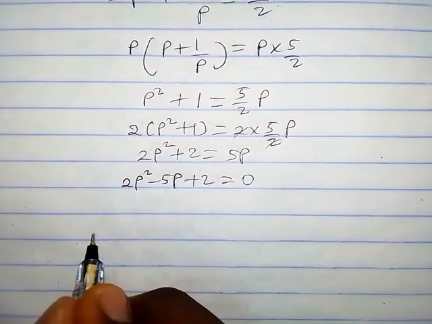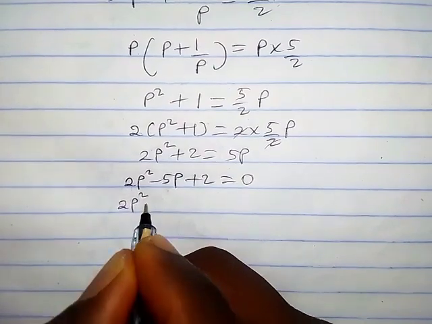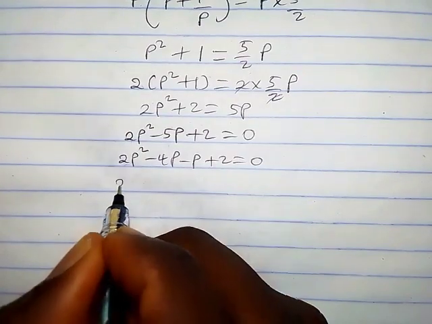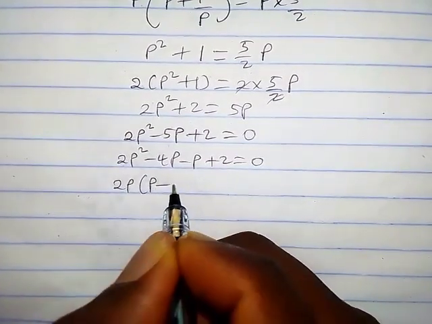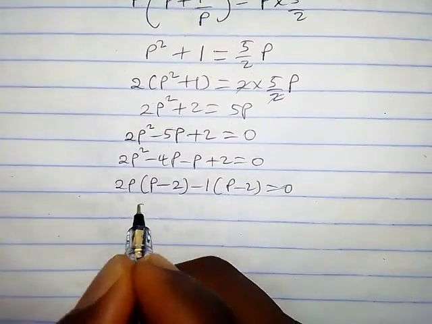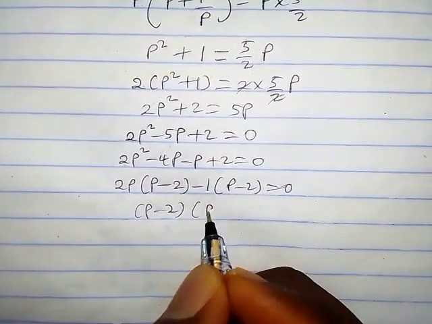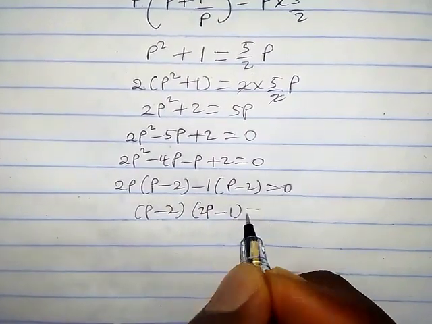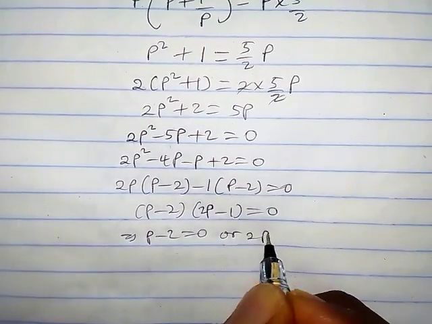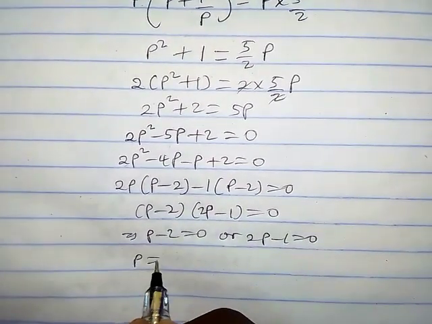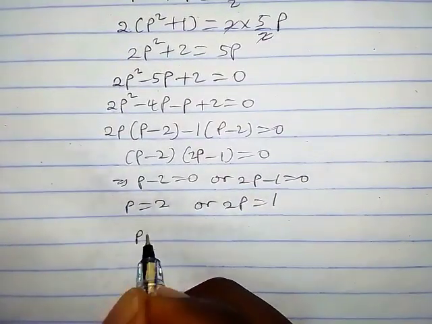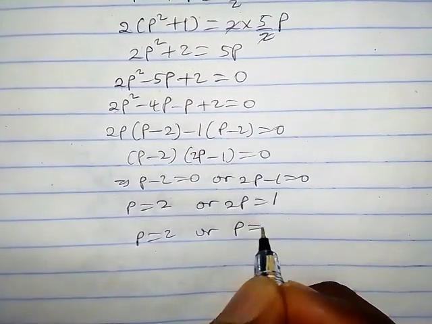So let us factorize this quadratic equation. So we're going to have 2p squared minus 4p minus p plus 2 equals 0. 2p is common, so we pull it out. We have 2p into p minus 2, minus 1 into p minus 2 equals 0. So p minus 2 is common, so we have p minus 2 times 2p minus 1 equals 0. So this implies that p minus 2 equals 0, or 2p minus 1 equals 0. So we have p equals 2 or 2p equals 1. So now p equals 2 or p equals a half.